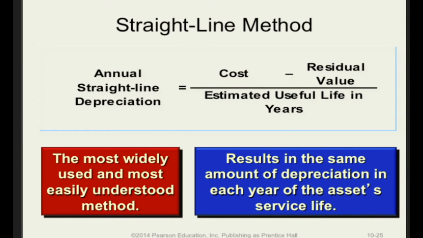Under the straight-line method, residual value is deducted from the depreciable cost and then divided by the estimated useful life of the asset. Straight-line is the most widely used method in business today. The result is that for each year of an asset's estimated useful life, the depreciation computation will be the same for the entire asset estimated useful life.